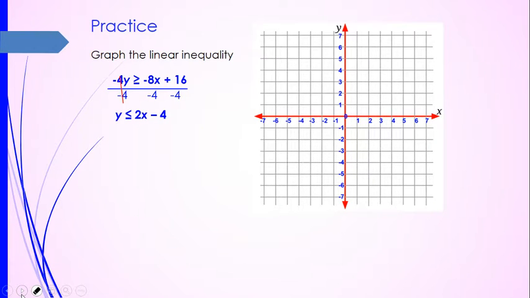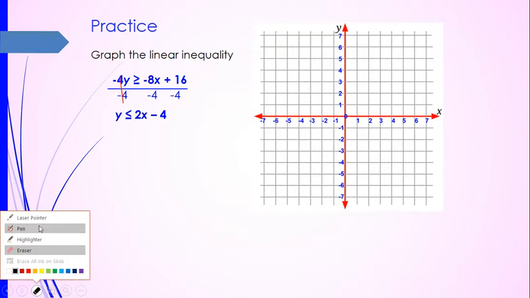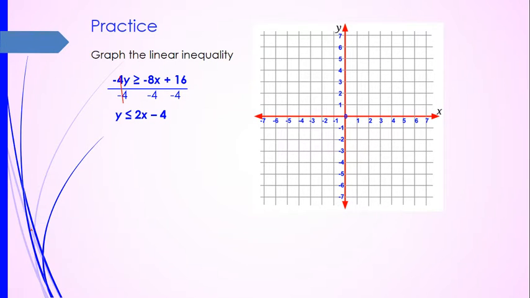When I divide by a negative, I had to flip the direction of the inequality. Remember, that's the only time you do it. Pretty much always you're just going to be dividing. So when you divide by a negative, just remember you got to flip that. That's the only time you're going to do it. Every other time, you leave it the same. So I divide every term by -4, and I get that y is less than or equal to 2x minus 4.